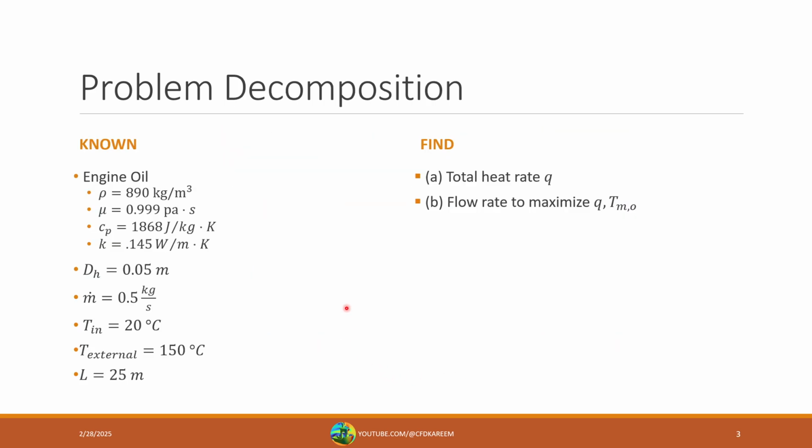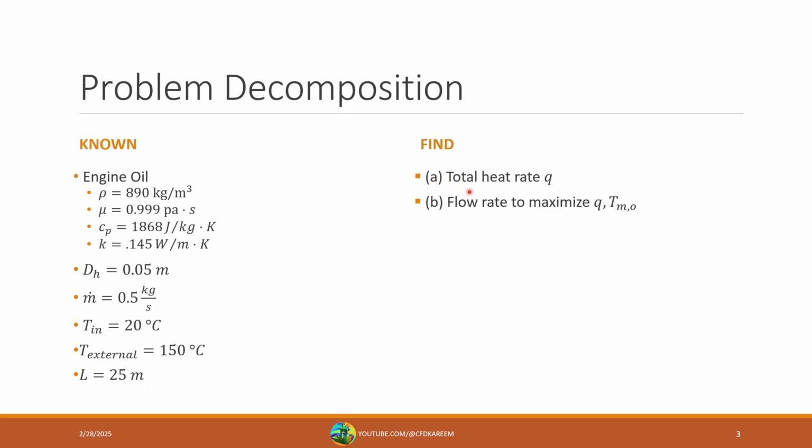So decomposing the problem, we can look up in the appendix the engine oil properties, which are given as follows. We're also given the hydraulic diameter, which is just equal to the diameter of the pipe, 0.05 meters. Our mass flow rate for the first problem is 0.5 kilogram per second. Our inlet temperature is 20 degrees Celsius, and our surface temperature is fixed on the pipe at 150 degrees C. We also know that the length of the pipe is 25 meters.